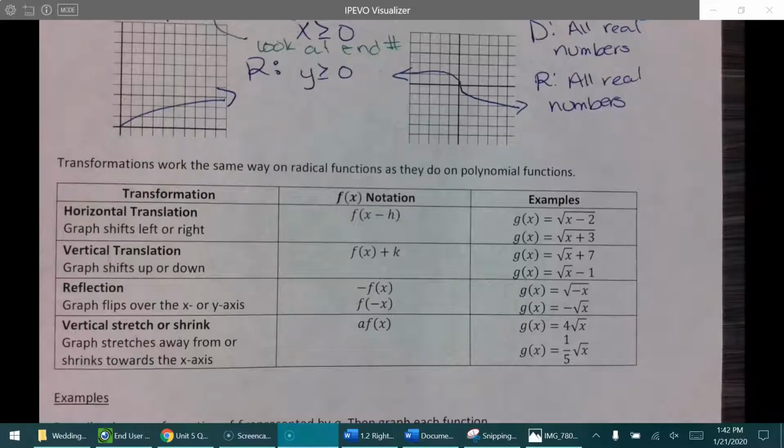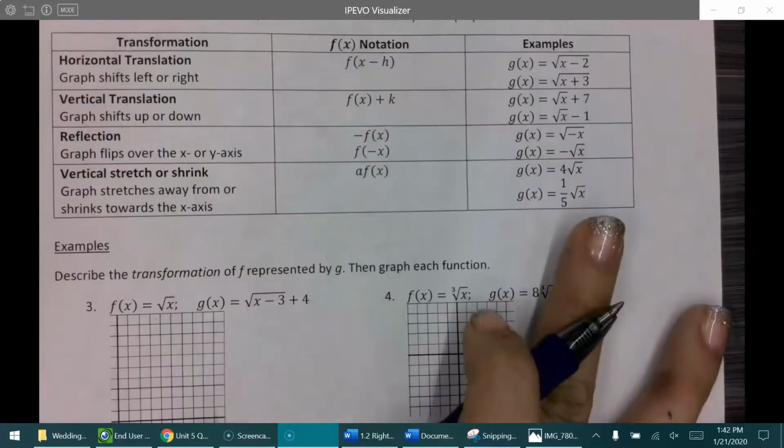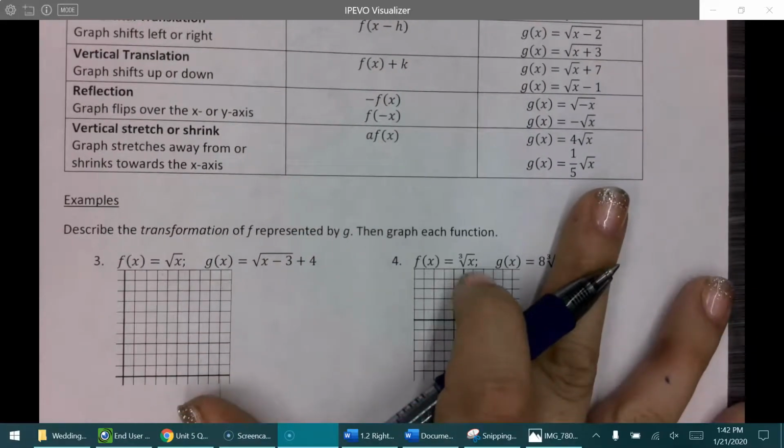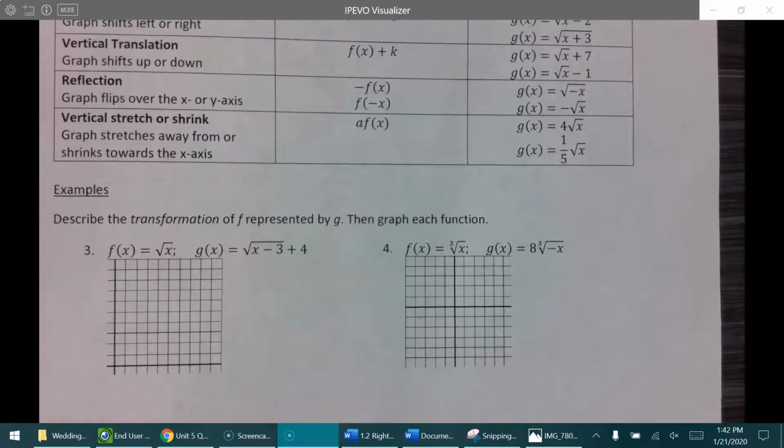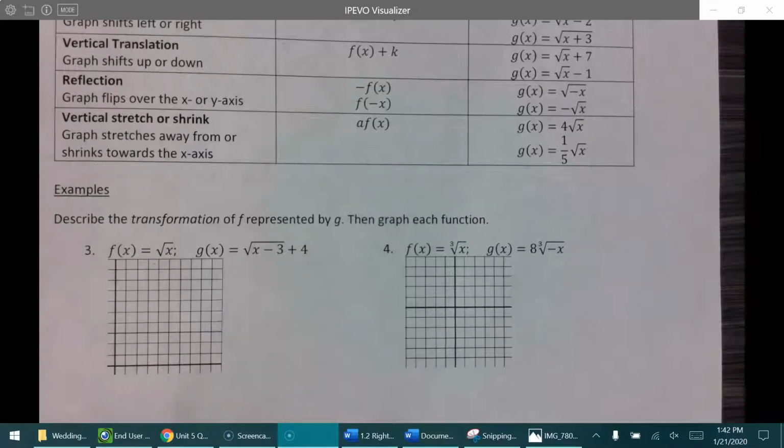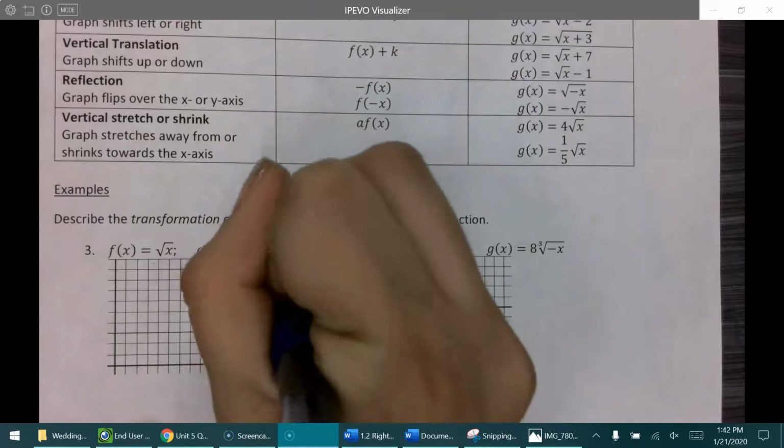Vertical stretch and shrink: a stretch is the number out front that's greater than 1, and shrink is the number out front that's less than 1. So 3 and 4 want me to talk about what kinds of transformations are happening. What kind of transformations going on here? 3 units right, 4 units up.